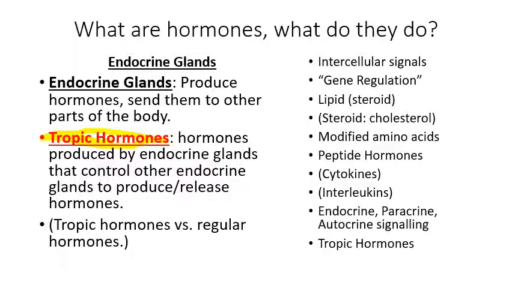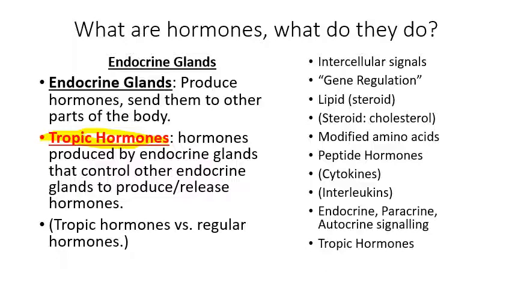Right? So if hormones control what certain parts of the body do, then tropic hormones are the ones that control what the endocrine glands do. So tropic hormones are hormones that are produced by sort of superior endocrine glands that have the purpose of controlling inferior endocrine glands, subordinate endocrine glands.